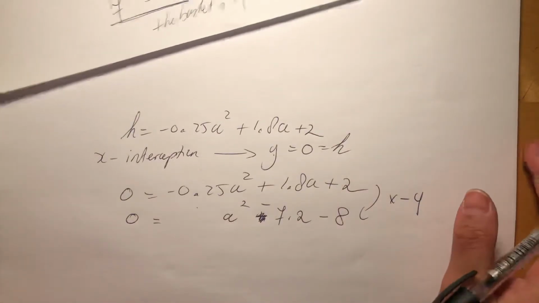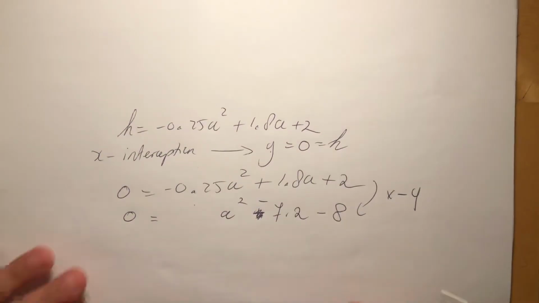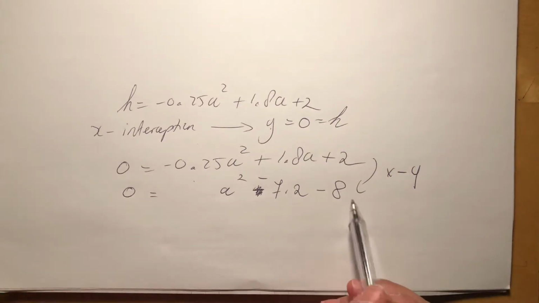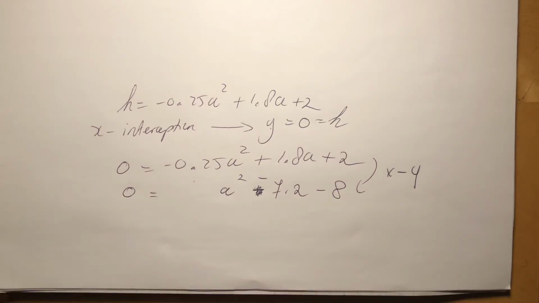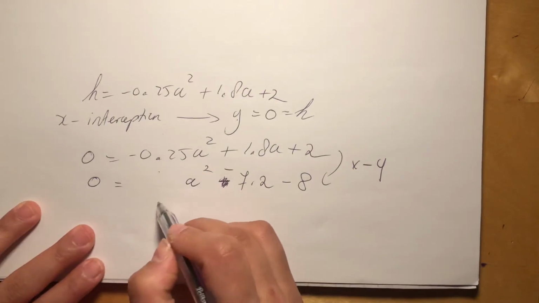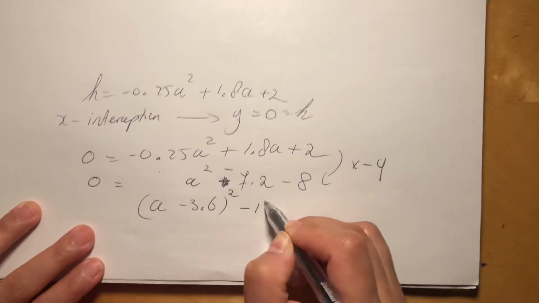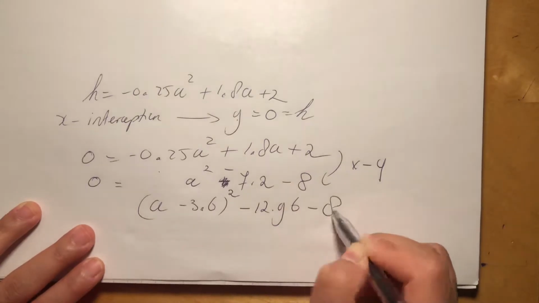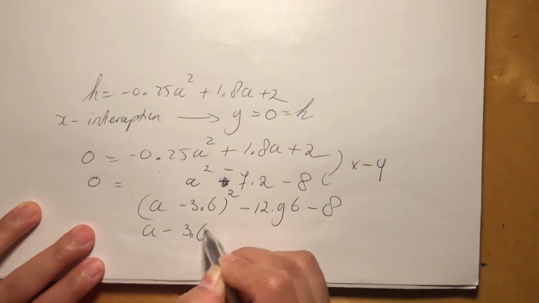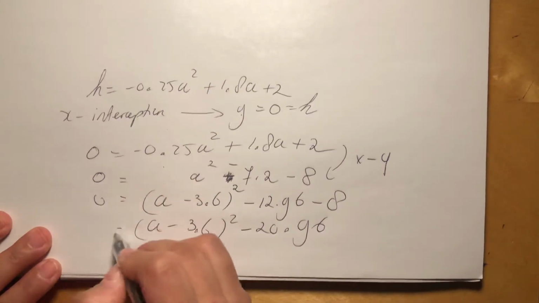This looks a lot like what we actually just did. Still, solving this is pretty difficult because you have a decimal, so you still need the method of completing the square. That's why that skill is super important. So what you get is, again, a minus 3.6 to the power of 2 minus 12.96 minus 8. This part: a minus 3.6 to the power of 2 minus 20.96 equals 0.